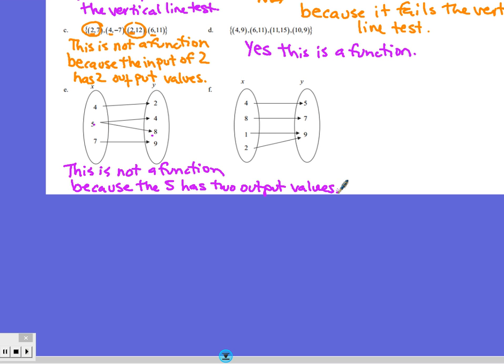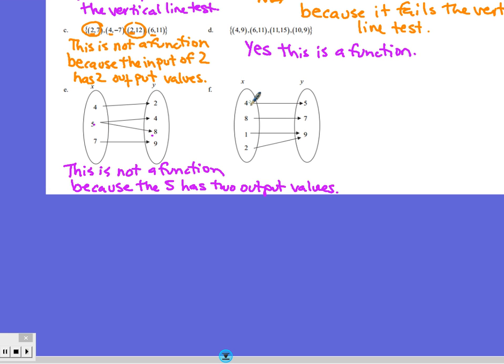All right, let's switch colors. And the last one, 4, 8, 1, 2. Now because this both goes to 9, do you feel like maybe that's not a function? Well, it actually is. As long as each of these has only one place to go, then we're good. Here we had 2 places to go, didn't work.